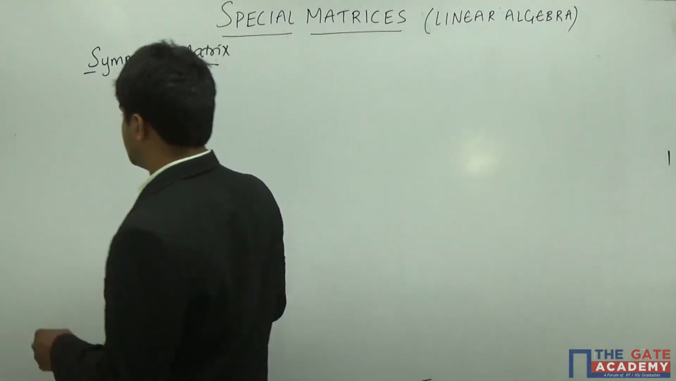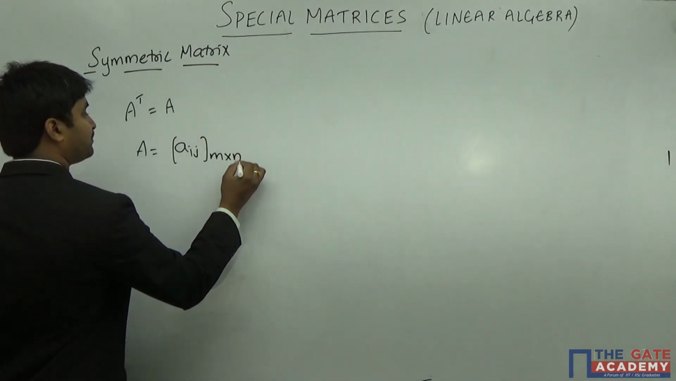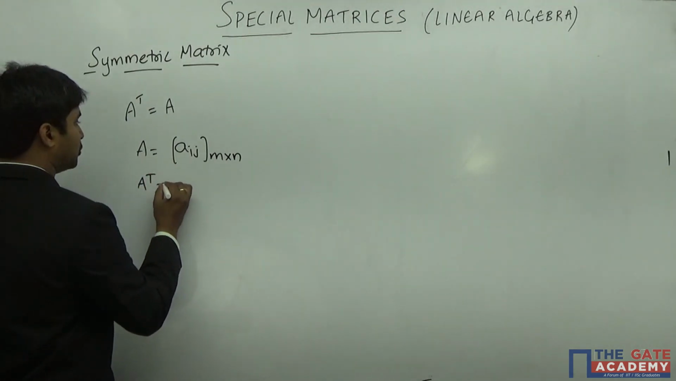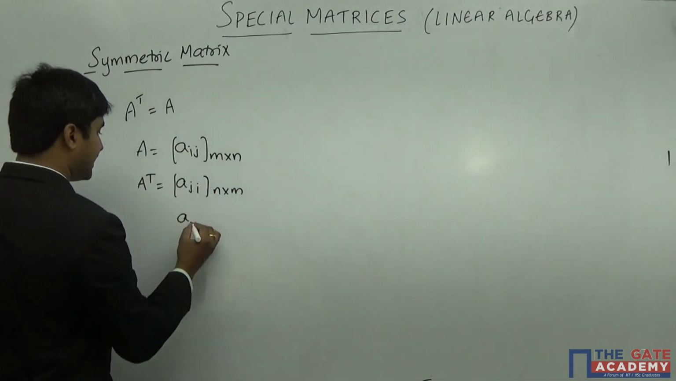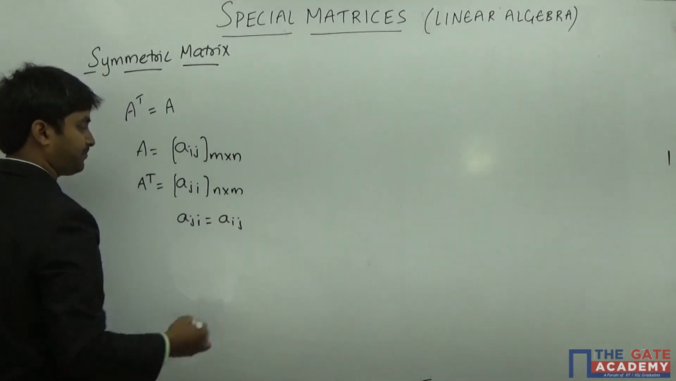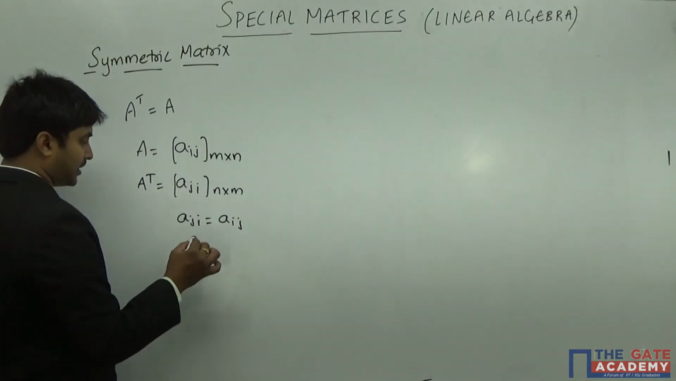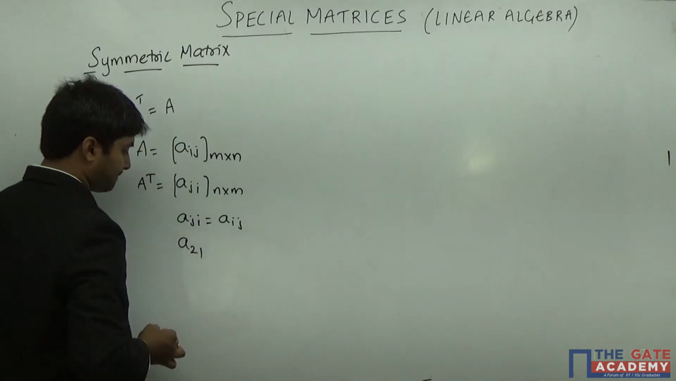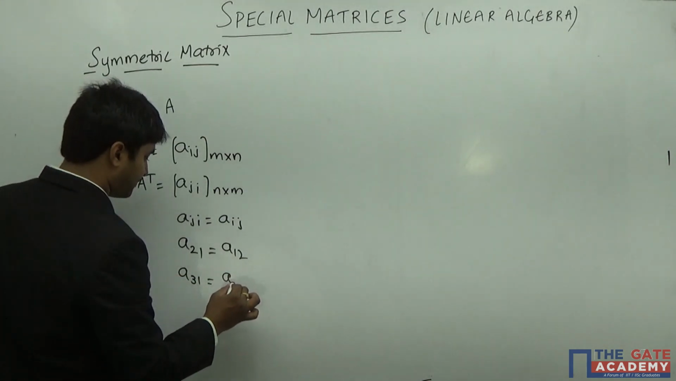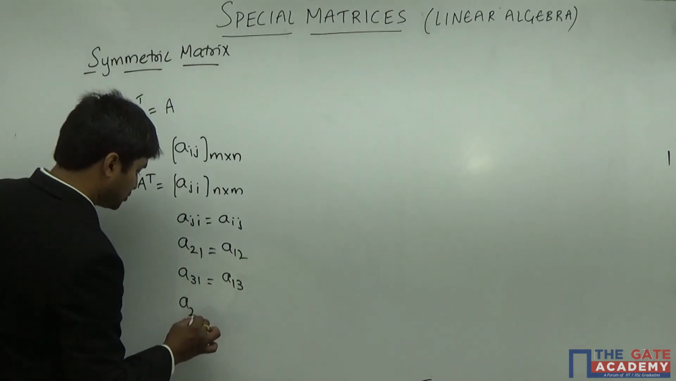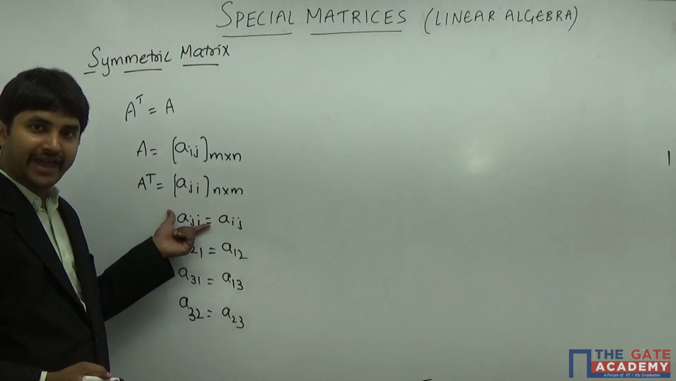Now, what does it mean actually? If I know that the matrix A is Aij, m by n, now the transpose is going to be Aji, n by m. It means that the element Aji should be equal to Aij. For example, A21 is going to be equal to A12. Similarly, A31 will also be equal to A13, and A32 is going to be equal to A23, because it is satisfying Aji equal to Aij.